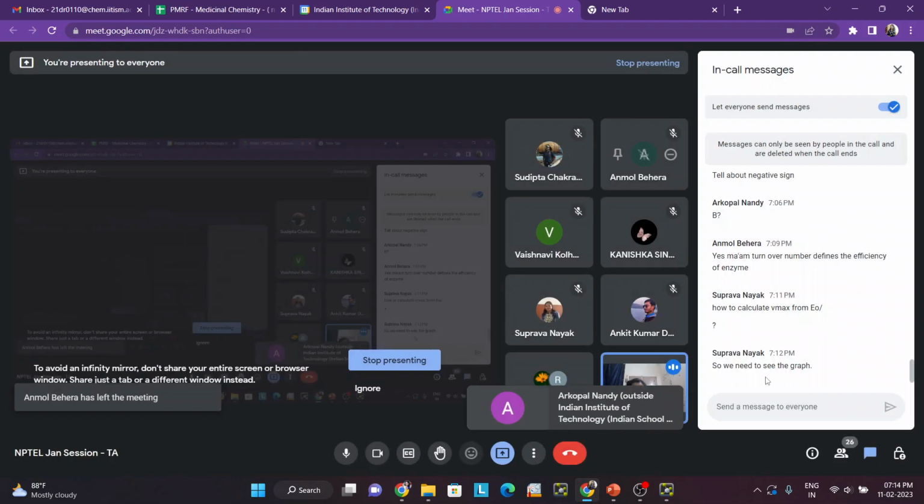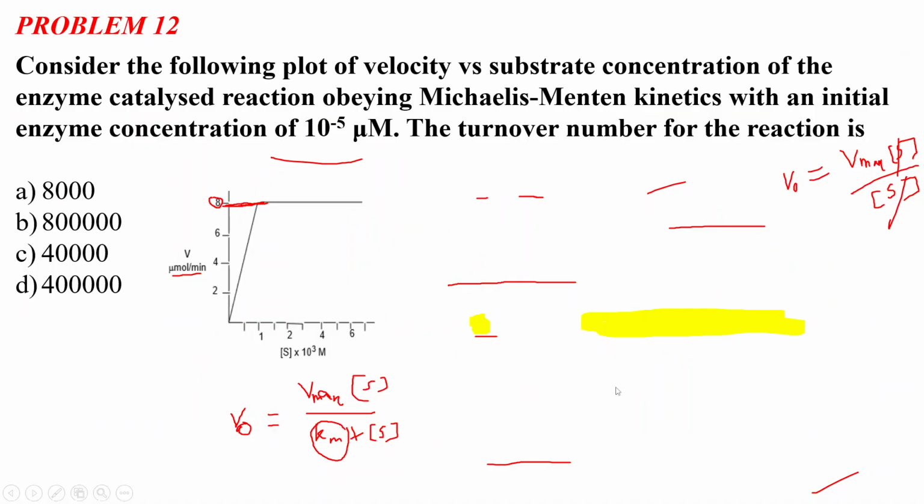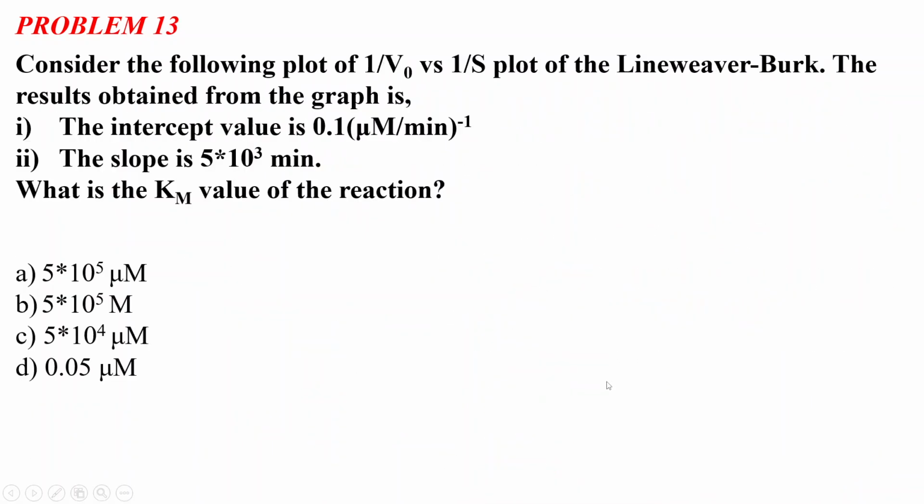Okay, so you need to see the graph. I will not show you the graph because I have told you that you have to remember how the graph looks, because all the time when this kind of math is provided to you, you will not be given the graphs. So you have to know how to plot the graph.